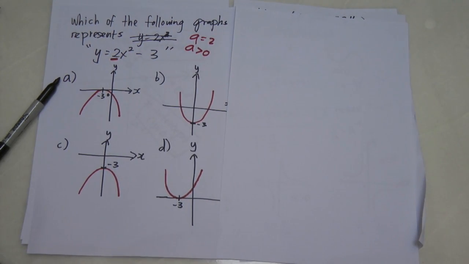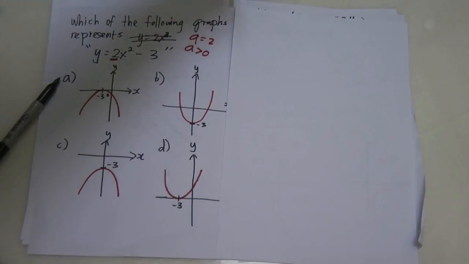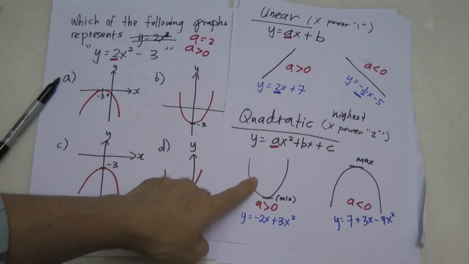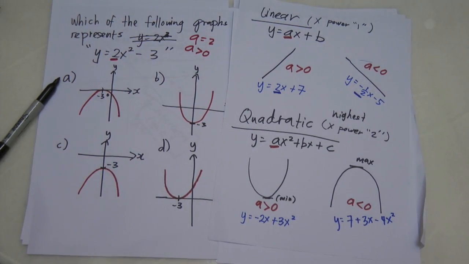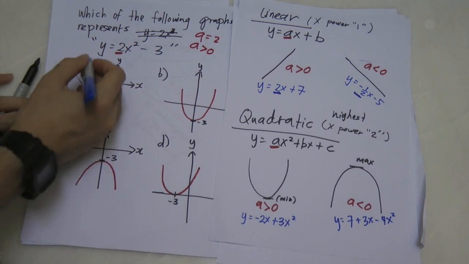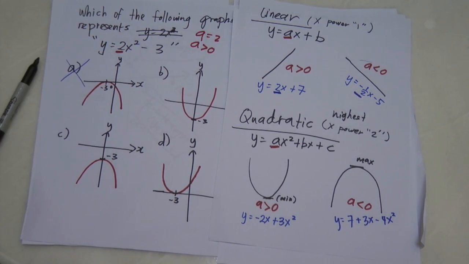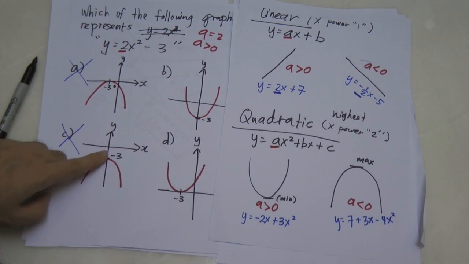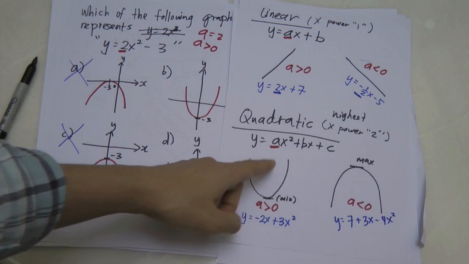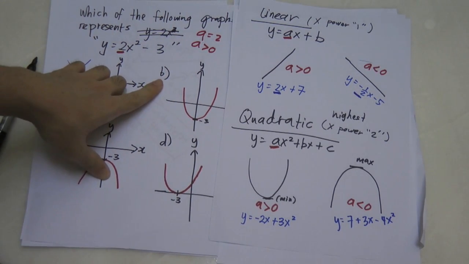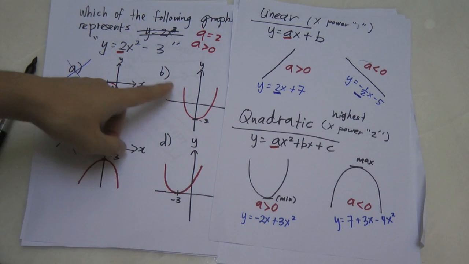If we refer back to what we learned just now, when a is positive, the graph pattern will be like this. So the graph pattern must be like this. I know this one is wrong because here a is negative, and these two are wrong because they show that a is negative. Because a is positive, your graph pattern should be like this. Now you know the answer is either B or D, so you have to decide whether it's B or D.